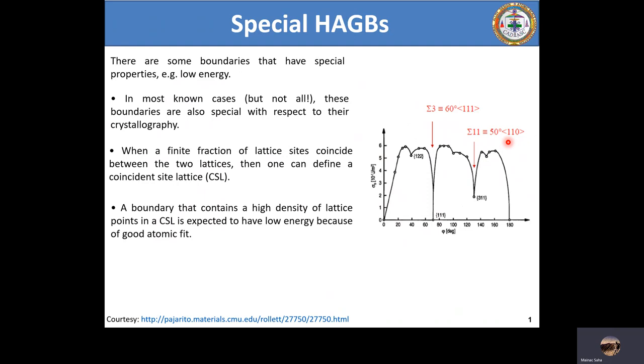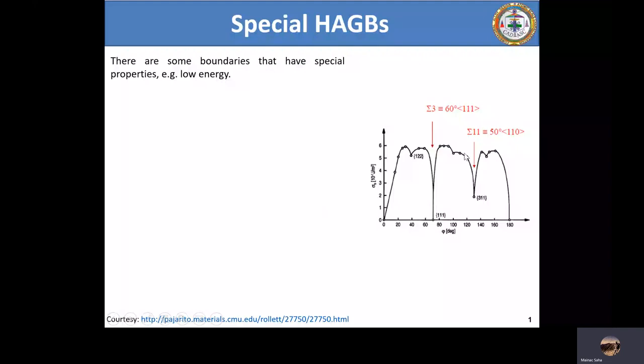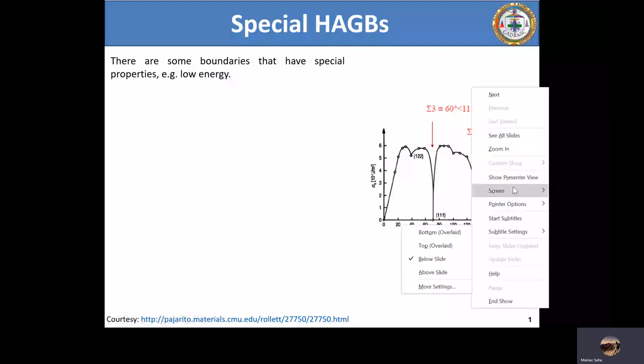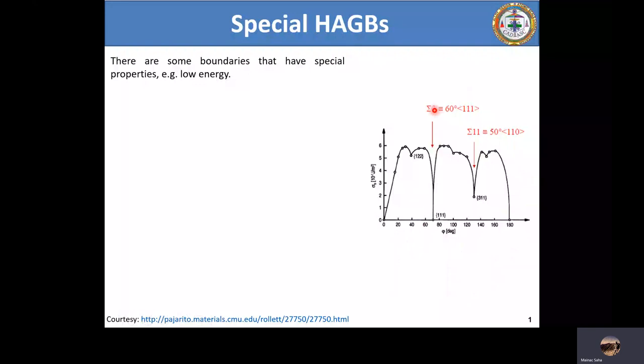So if we look very carefully at the sigma 3 and the sigma 11 boundary, we can see that sigma 11 means that every 11th lattice plane between the two adjoining grains will be continuous with each other. Whereas in the case of sigma 3, this means that every third lattice plane between the two adjoining grains will be continuous. You consider this grain here, you consider the other grain here, and every third lattice plane between them will be continuous in the case of sigma 3.